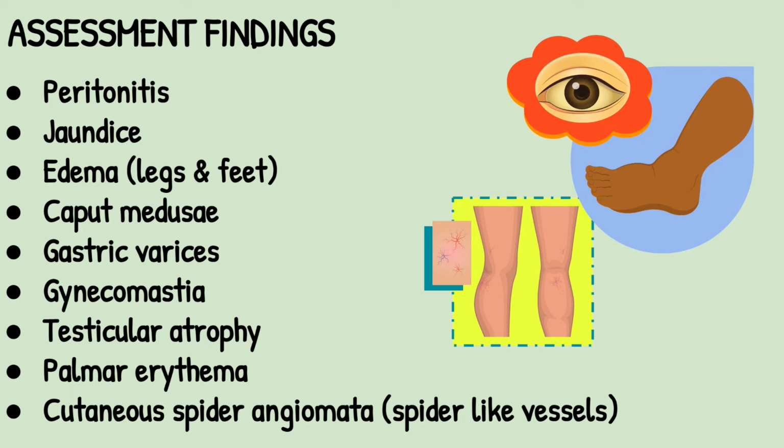The skin, the sclera, or oral mucous membranes will be jaundiced. There may be edema of the legs and feet. Abdominal vessels may become dilated. This condition is also known as caput medusae.